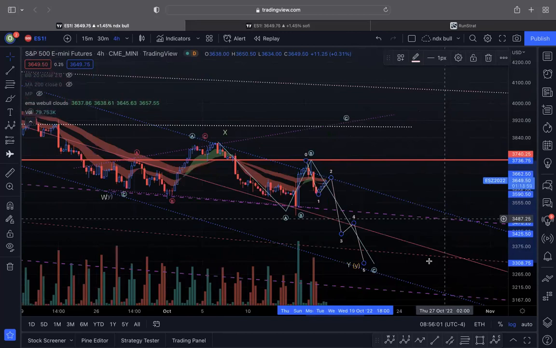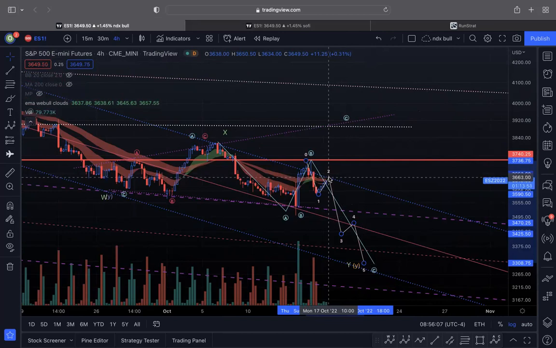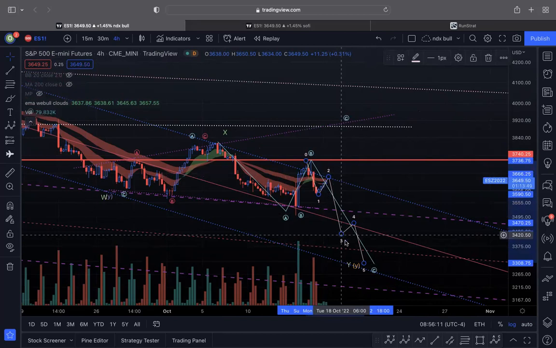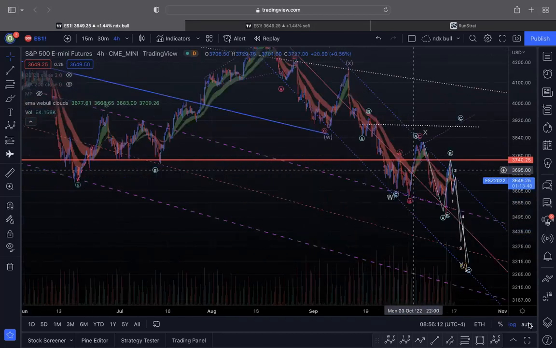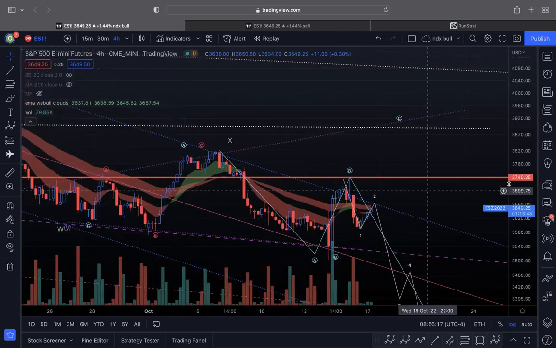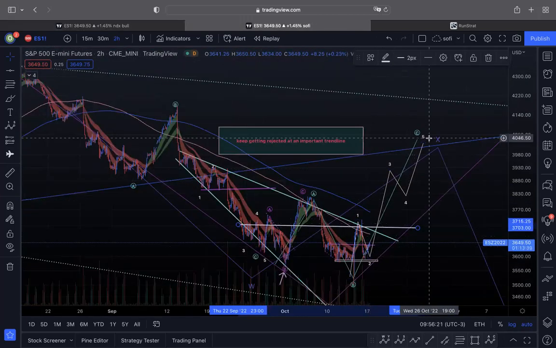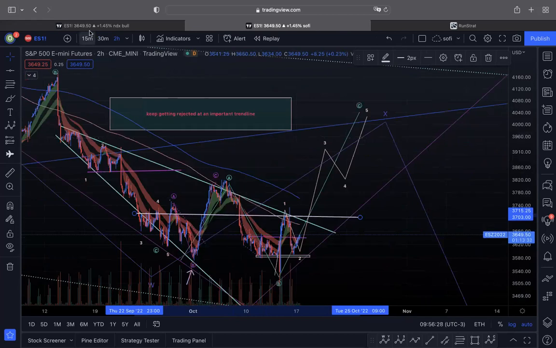Otherwise, if this is a wave 2 and a wave C, this is a channel, and if we are looking for a tag of the bottom channel, then it's likely going to get rejected at 3670-ish. And then we have a 345 and a C wave lower. So those are honestly the two counts that I am watching. Either we're going to reject the channel and go back to the bottom, or we're going to break out and have a nice rally. But given that this is earnings season, it's going to be very interesting to see which of the two counts are going to play out.